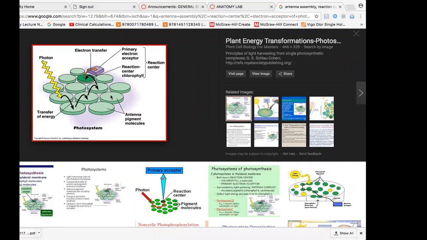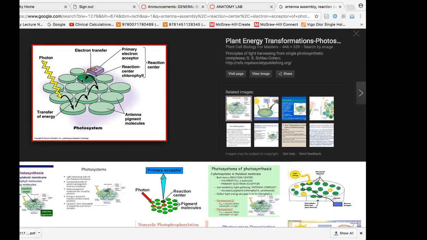This is called an antenna assembly, and there are all these molecules here that are going to be absorbing the light from the sun, which is represented here by the photons. That's one of the ways that light travels, in little packets of energy. And this area here is called the reaction center. This is actually the chlorophyll, and this is where you're going to generate the oxygen by splitting water.